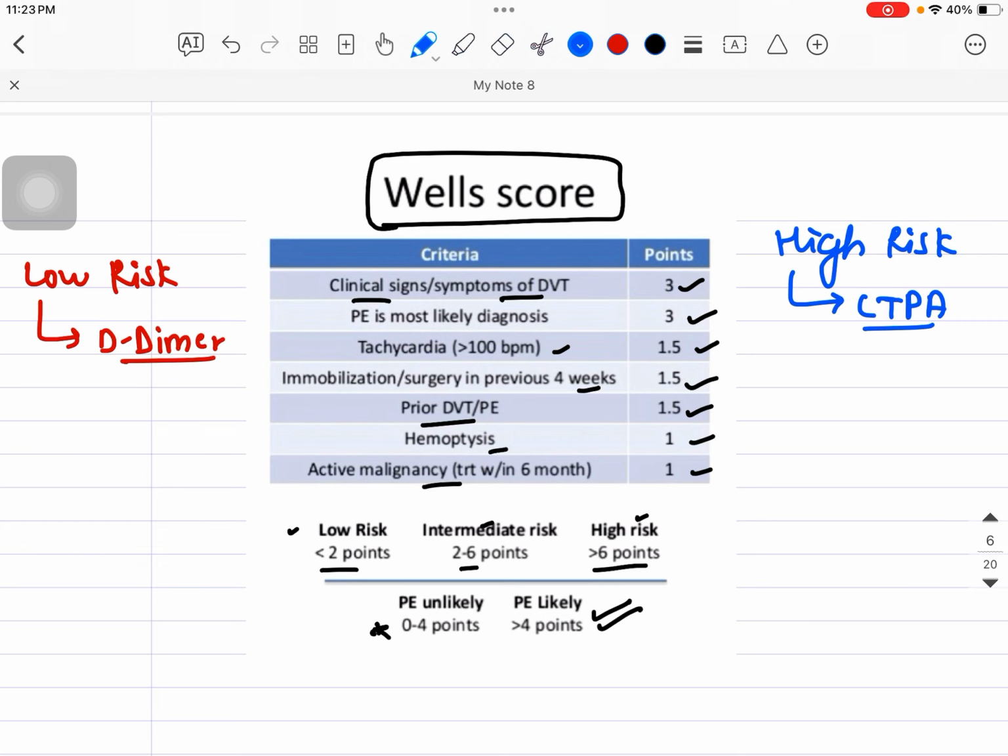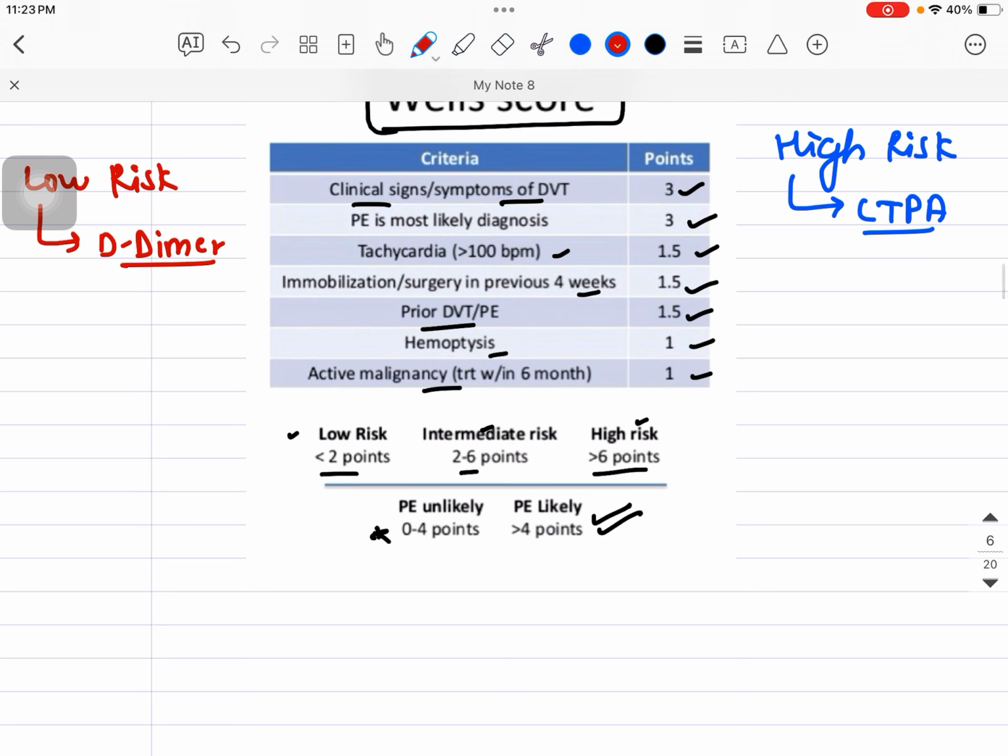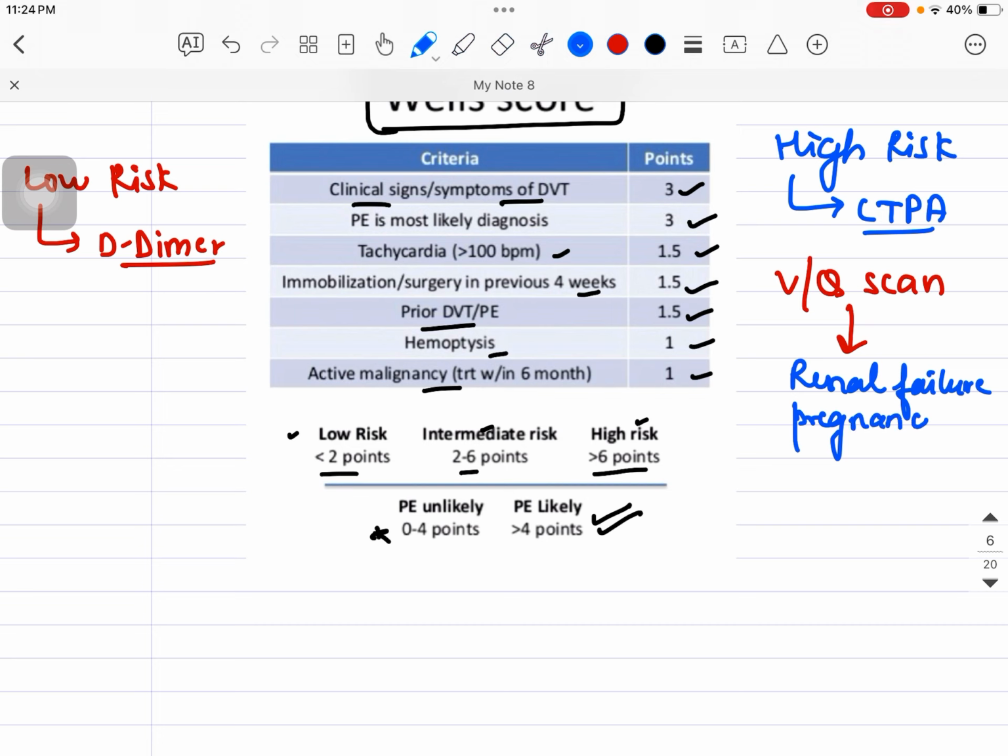There is an importance of one more scan, that is the ventilation perfusion scan. But we use this scan for those people who cannot tolerate the CT pulmonary angiography. In the CT pulmonary angiography we use contrast, and in a renal failure patient we shall not use the contrast. In renal failure or pregnant patients, we shall not use the contrast. So in those cases we use the ventilation perfusion scan, where we suspect a high risk of pulmonary embolism, isn't it?